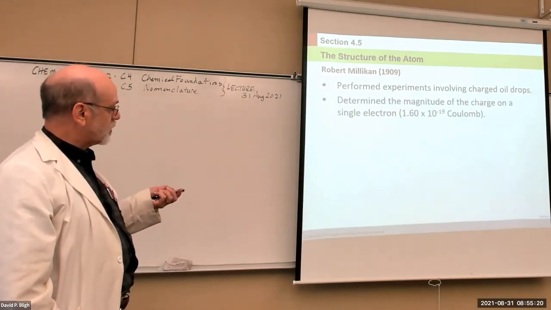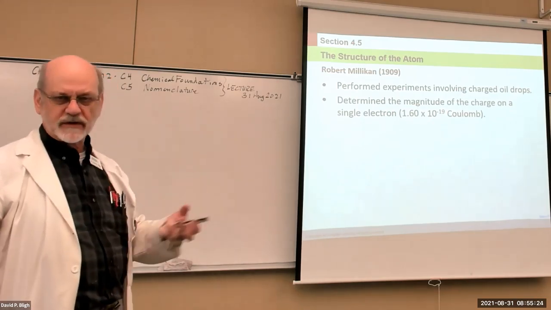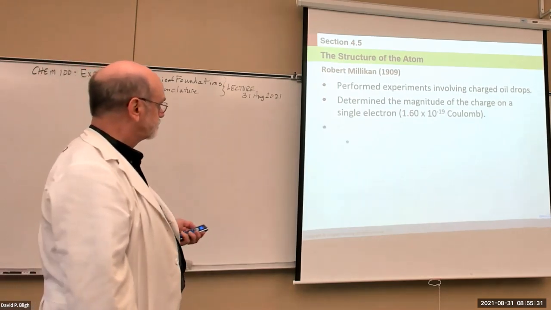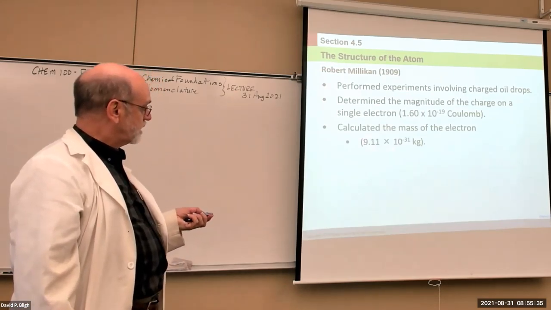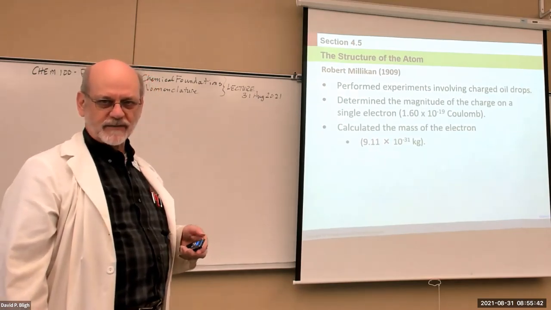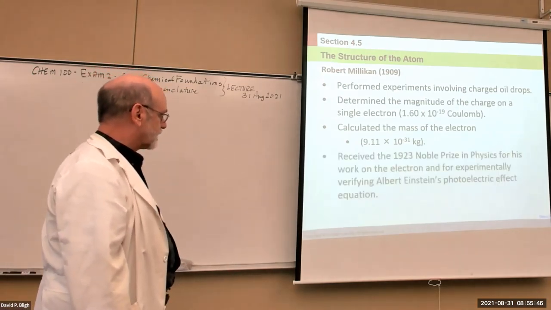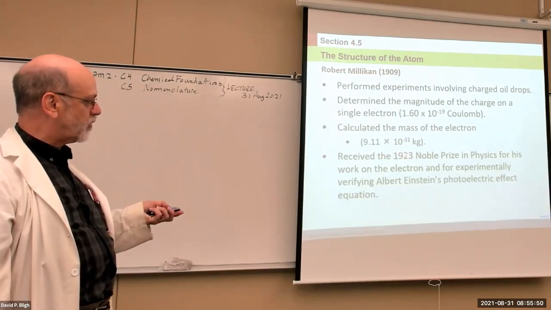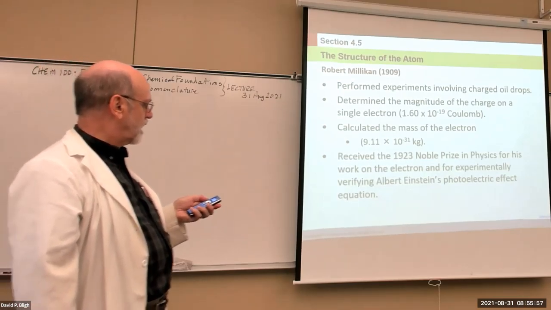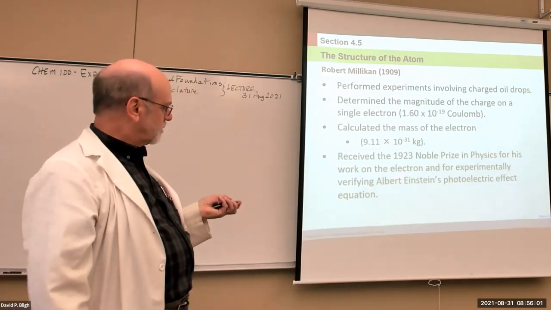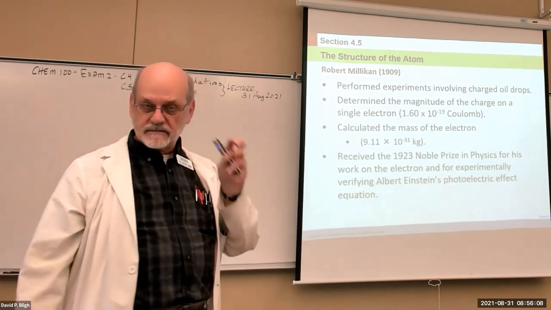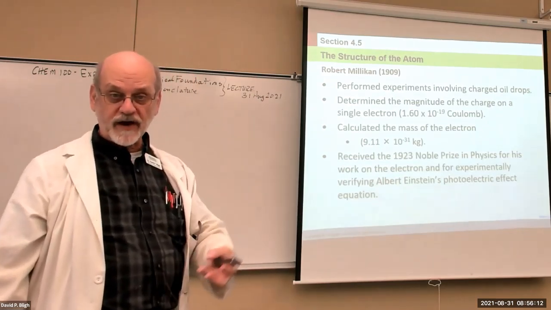Okay, so he determined that the charge on a single electron is this, in these units, coulombs. You don't need to know what those are right now, but they were a recognized unit of measure for charge. And then he calculated the mass to be 10 to the minus 31 kilograms. Actually, it's almost 10, so it's closer to 10 to the minus 30 kilograms. It's still pretty small. And for this, he received the Nobel Prize in Physics in 1923. Well, it was like a dual award. He also verified Einstein's photoelectric effect description, for which Einstein received the Nobel Prize in 1921, I think.